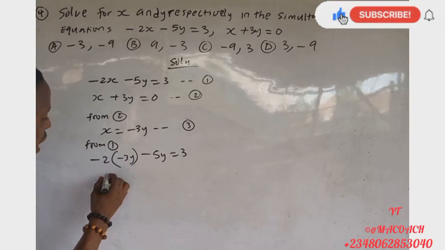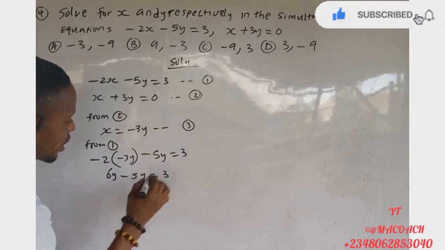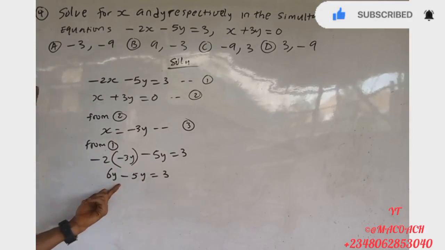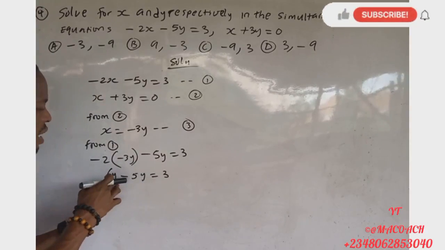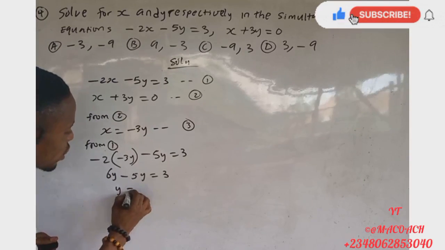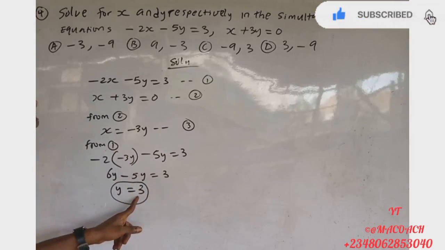We have 6y here minus 5y equal to 3. Okay, next let's subtract, because this one and this one are like terms. So 6y minus 5y, we have 1, which means our y is equal to 3. So our value for y is equal to 3.